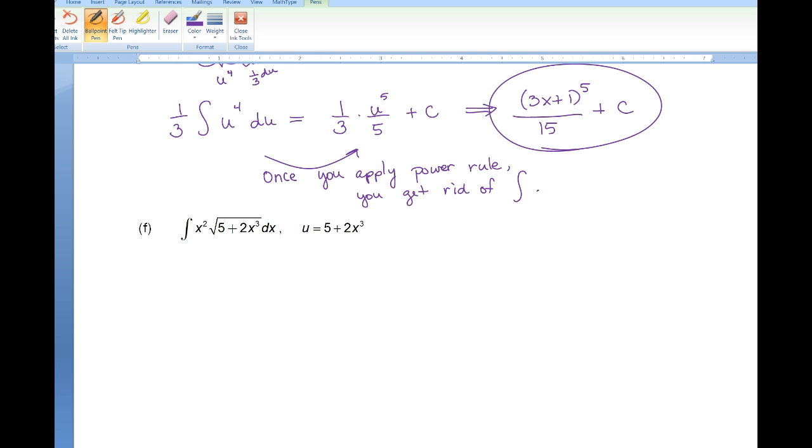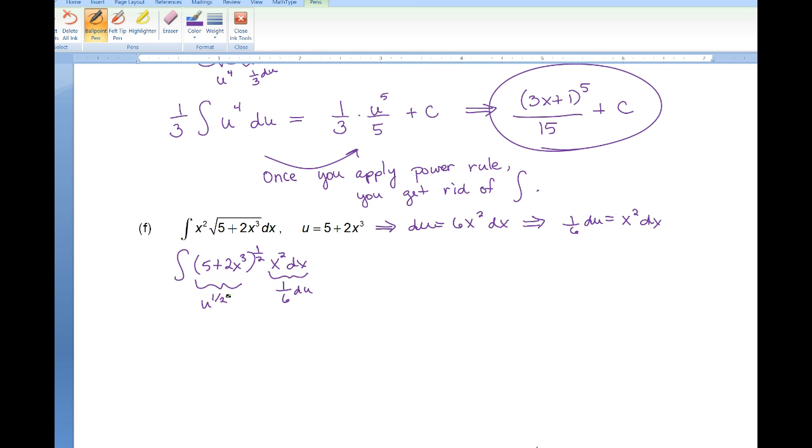Good. Okay, I have an x squared, but I don't have a 6. So you're going to multiply by 1/6. So du is 6x squared dx. So 1/6 du is equal to x squared dx. So if I think of this as 5 plus 2x to the third to the 1/2, x squared dx, this is going to be 1/6 du, and this is going to be u to the 1/2.